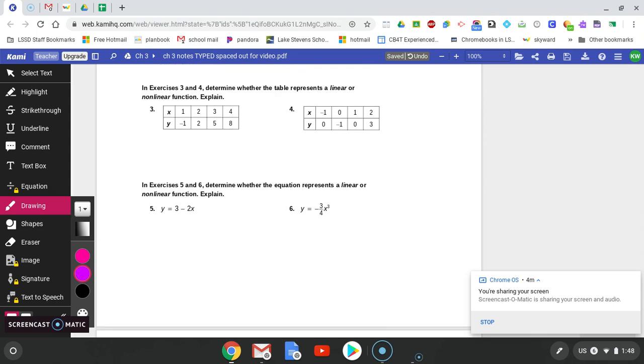So doing the same thing from a table. Is it linear or nonlinear? From a table, you're trying to determine if there is a consistent pattern.